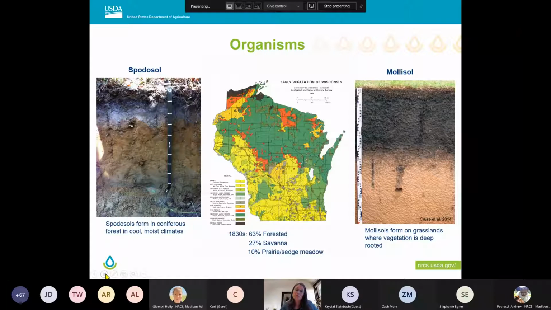Humans also impact soil development. We've cleared the native vegetation for farming, logging, and other purposes. We've accelerated the rate of erosion. We've impacted soil structure, pore space, and organic matter. We've applied fertilizer, changing the chemical and biological properties of the soil. And then, of course, we have artificial drainage, which impacts the natural drainage of the soil and the chemical properties. Next slide.